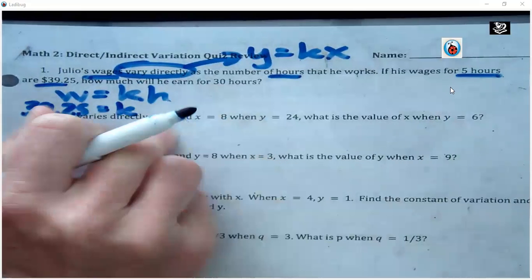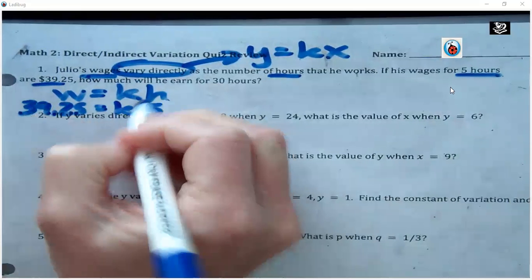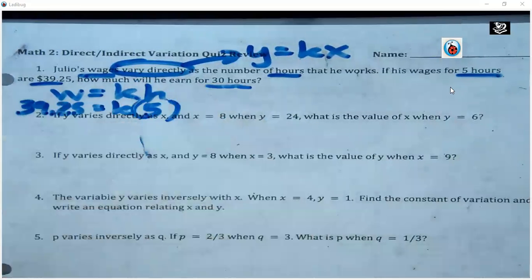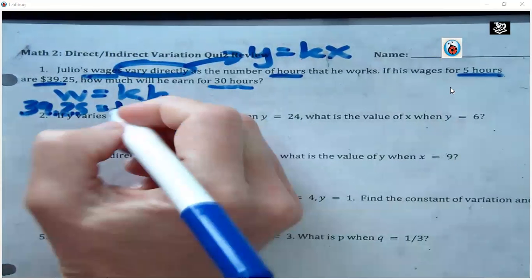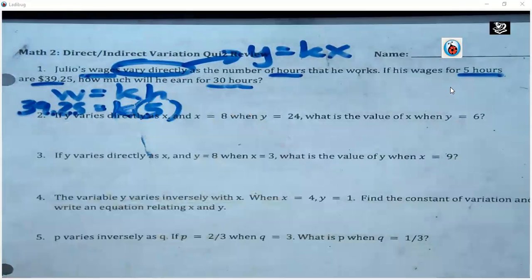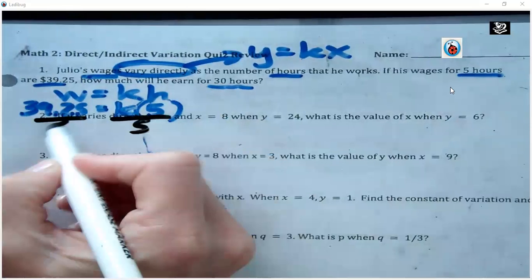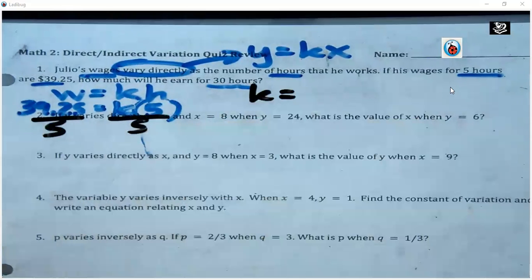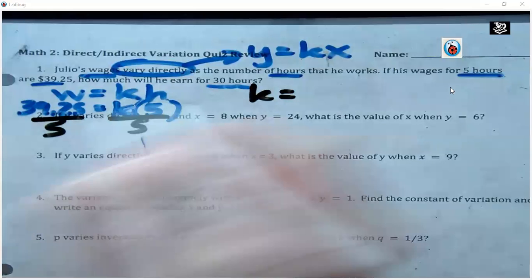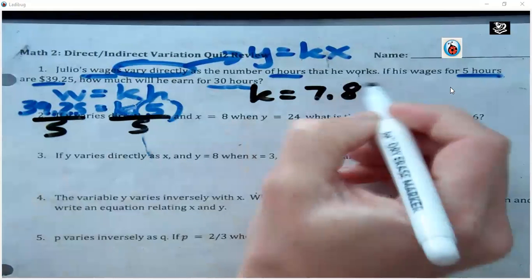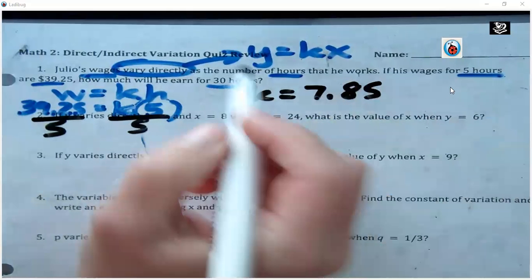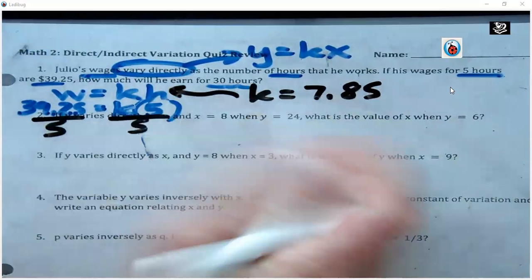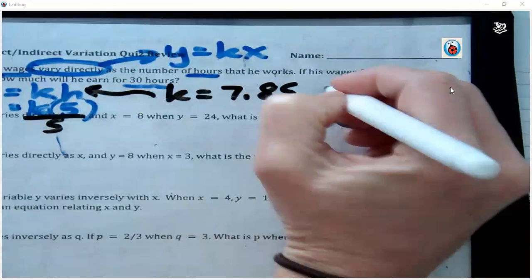How much does he earn for 30 hours? Well, what do I have to find first? The k value. So I've got to divide both sides by 5, and I get k to be 7.85. So now the formula that I'm using is w equals 7.85h.